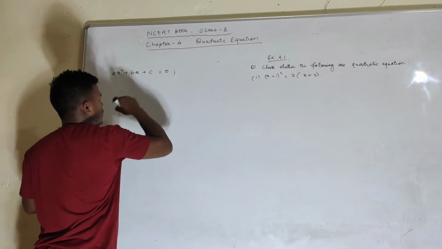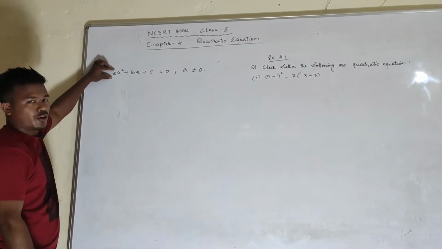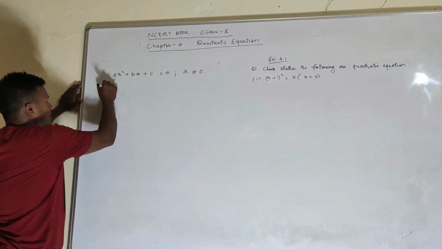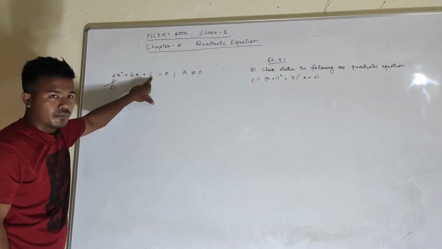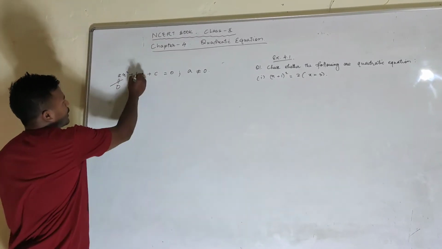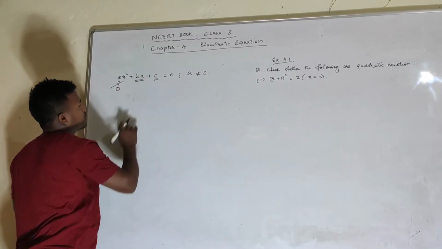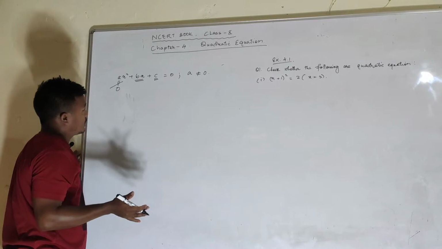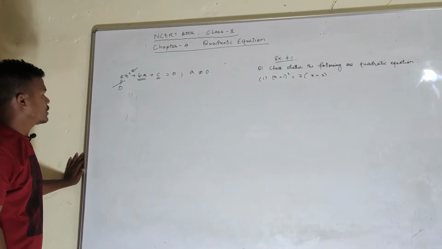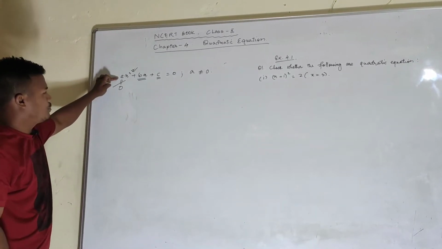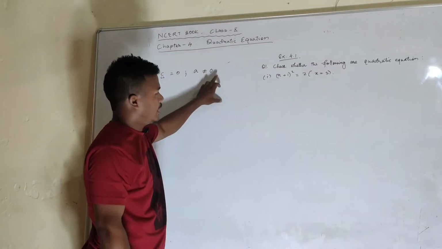which is equal to 0, in which a is not equal to 0. It means the value of a cannot be 0. You can't have a equal to 0. In other words, b can be 0 or c can be 0. Whenever the expression comes, if you don't get the bx part, it will still be a quadratic equation. If you don't get the c part, that is the constant number, but still have x square in the expression, it will still be a quadratic equation. Only a cannot be 0, b can be 0 or c can be 0. This is the meaning of a not equal to 0.